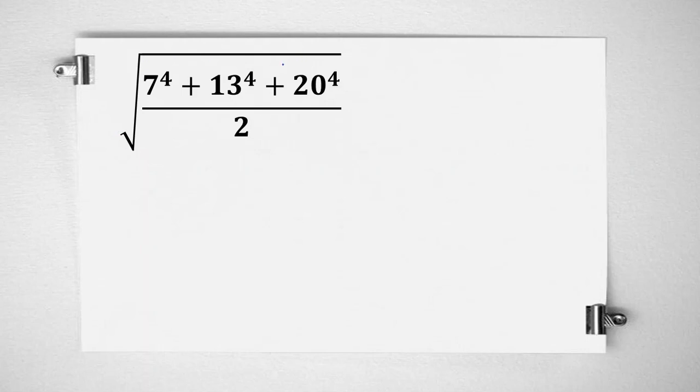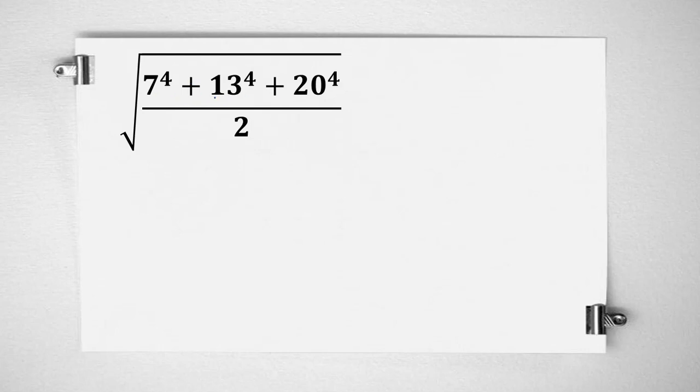Square root of (7 to the 4 plus 13 to the 4 plus 20 to the 4) all over 2 is what? When you are working with numbers, one important thing is to use variables to calculate them if you don't want to raise them to the power of 4. One way is to raise to the power of 4, add these numbers, divide by 2, and then calculate the square root. But we don't want to use that.